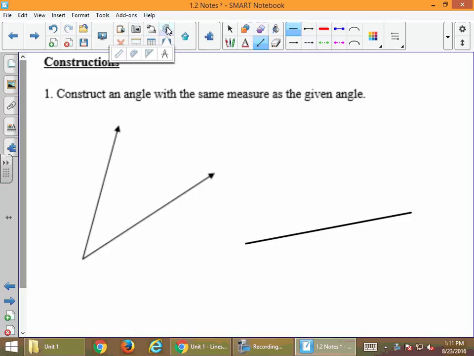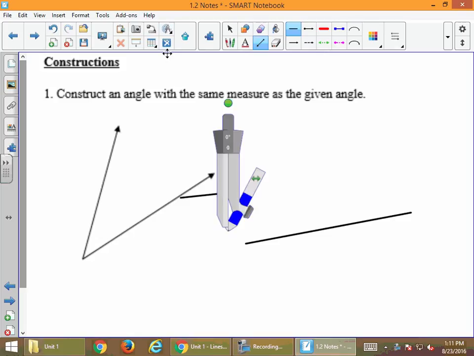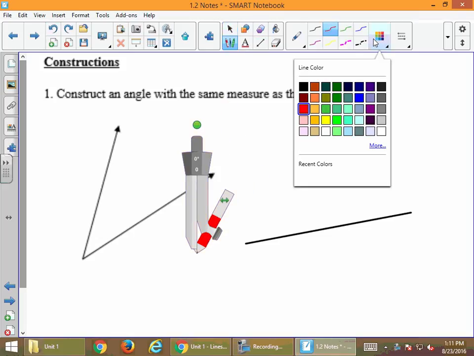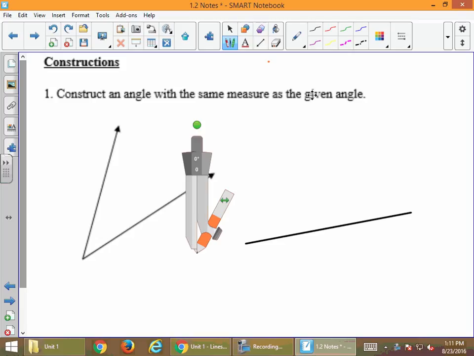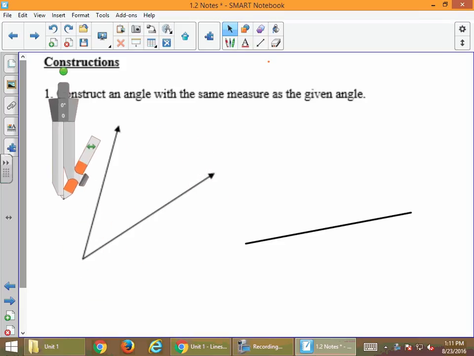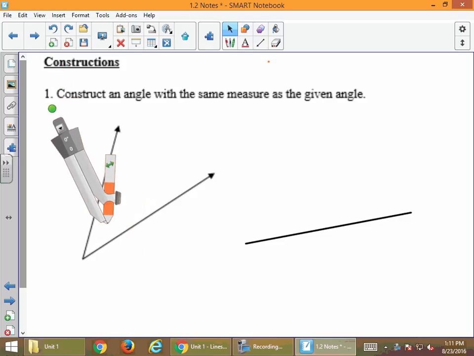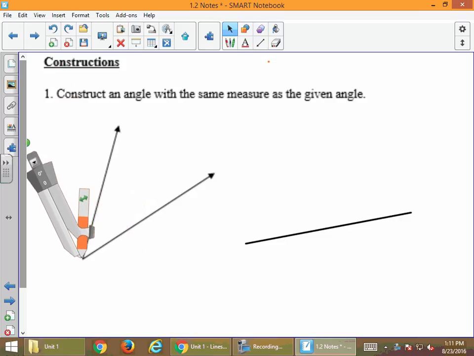So I'm going to get my fancy schmancy compass. Again, I've only ever done it without that. All right, so I got that. I'm going to change my color to orange. Go Pacers. So, how do I copy this angle? Again, what I do here, I do over there. This line is going to represent this line, however you want to think about it. So what I do is this. Take my compass and put the point on the vertex. There it is, right there on the vertex.